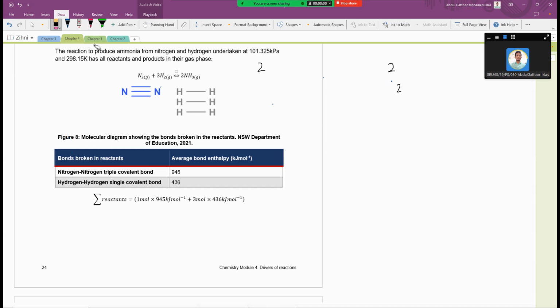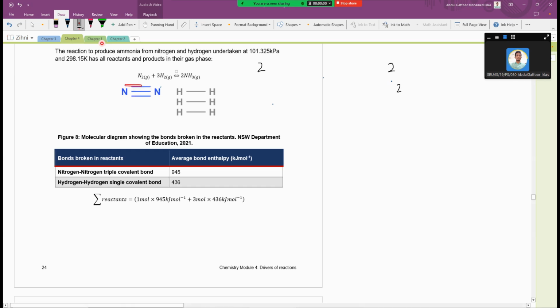Okay, so now you see here they have given the bonds broken in the reactants, right? In the reactants the bonds should be broken, and then a new bond should be formed between the atoms. Now, nitrogen triple bond, average bond enthalpy. Average bond enthalpy means what? For example, the average of 2 and 3 means 2 plus 3 divided by 2. Now here we have 3 bonds between nitrogen atoms.